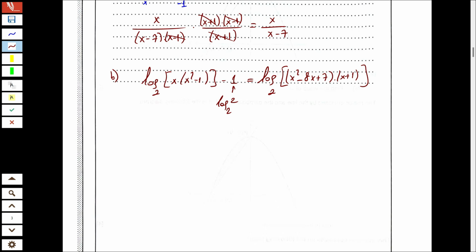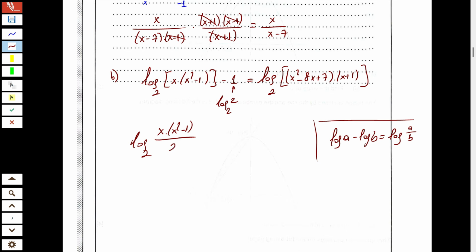Since this is the property of the logarithm, which is that logarithm a minus logarithm b equals logarithm a divided by b, I will apply this property. Logarithm base 2 of x times x squared minus 1, divided by 2, which is coming from here, right? Equals logarithm base 2 of the same, or you can write the factors of this expression. It is x minus 7 times x minus 1 times x plus 1.